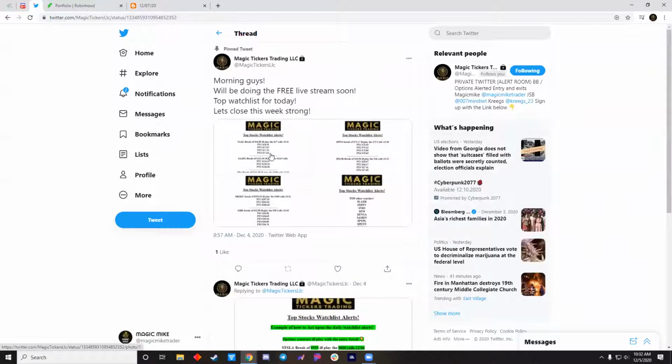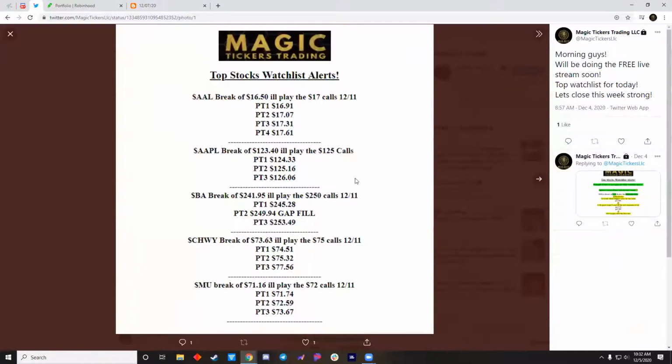I'm going to break down this list right here, and you can click on the pictures of the list and you see American Airlines. I want to look for a break of 16.50. I'm going to use $17 call options with this with expiration of 12/11. And then I'm going to look for these price targets. If you're new to trading, obviously this can be a little bit of confusion. But I want to break that out for you guys, how to understand this.